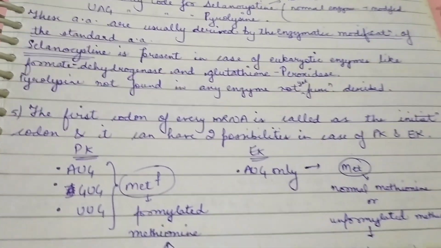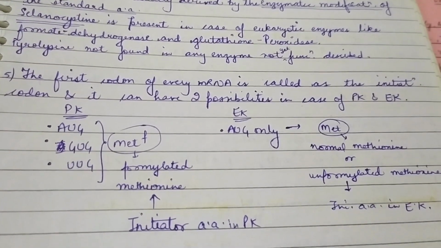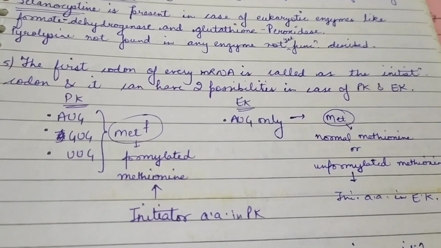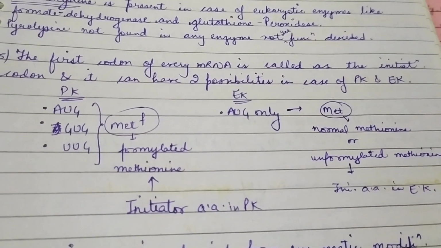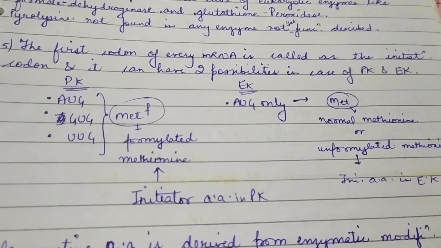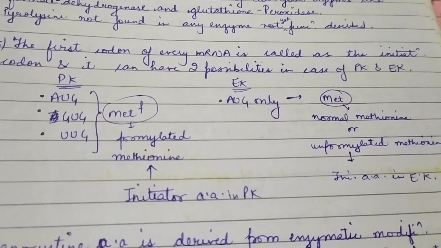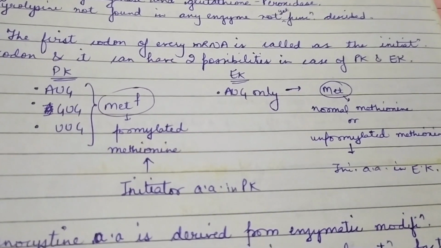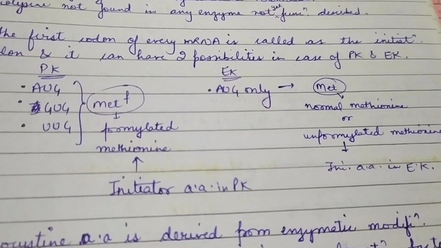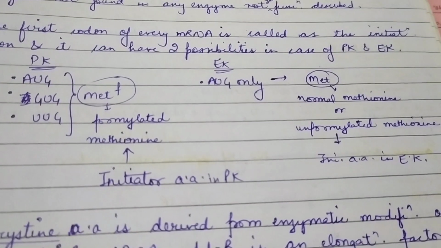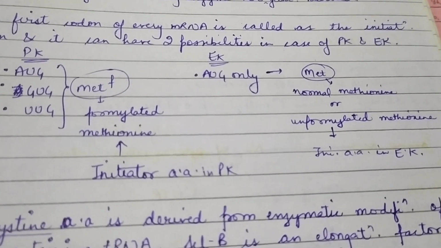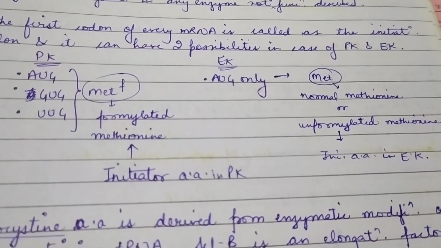So the first codon of every mRNA is called the initiation codon, and it can have 2 possibilities in the case of prokaryotes and eukaryotes. In prokaryotes, the initiation codons are AUG, GUG and UUG. When it is formylated methionine, it's the initiator amino acid for prokaryotes, and for eukaryotes you may know that it's AUG and it's normal methionine, the unformylated form. So that is the initiator amino acid for eukaryotes.